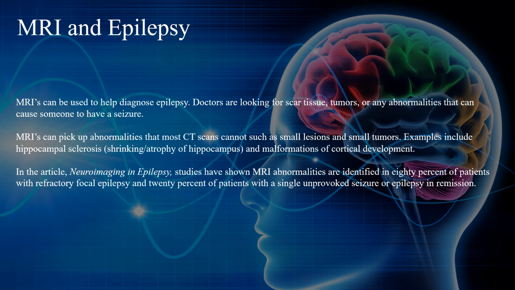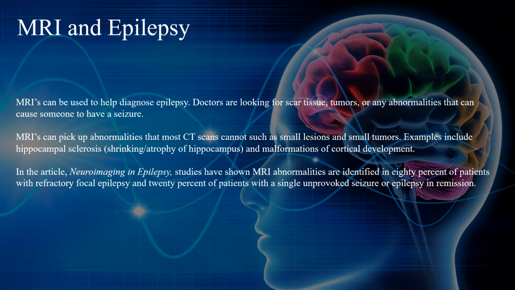MRIs can be used to help diagnose epilepsy. Doctors are looking for scar tissue, tumors, or any abnormalities that can cause someone to have a seizure. MRIs can pick up abnormalities that most CT scans cannot, such as small lesions and small tumors. Examples include hippocampal sclerosis, which is shrinking or tissue atrophy of the hippocampus, and malformations of cortical development.